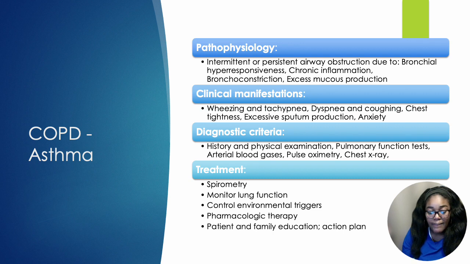And that could potentially be dandruff or pollen or things that would not normally be considered triggering that triggers the asthma attacks. Normally, you have pharmacologic therapies such as bronchodilators. You may see steroid use in individuals with asthma, things along those lines. And you want to have family and patient education and encourage them to have an action plan should someone have an asthma exacerbation.